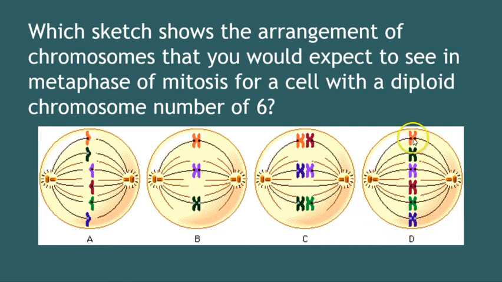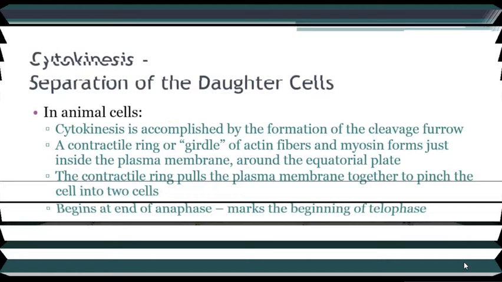But here, look at this. They're all lined up nicely, and when these start to pull apart, you'll get 1/2 of each, right? You'll get 1 chromatid from each one. And that's very exciting. So D is the answer.